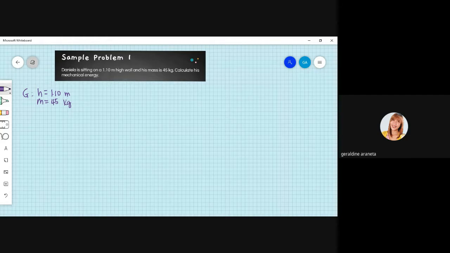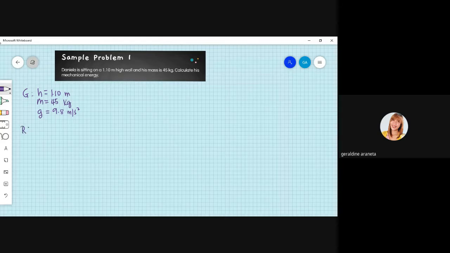So since we have the height here, we will be using the acceleration due to gravity, 9.8 meters per square second. Notice that I didn't write the signs. I did not write negative 9.8 because energy is a scalar quantity. It does not depend on the direction of the object. So it is okay na ilagay natin na positive 9.8 meters per square second lang siya. So we already have this.